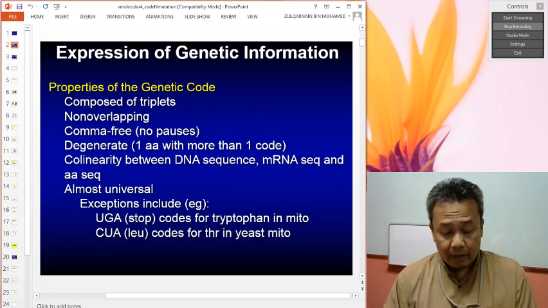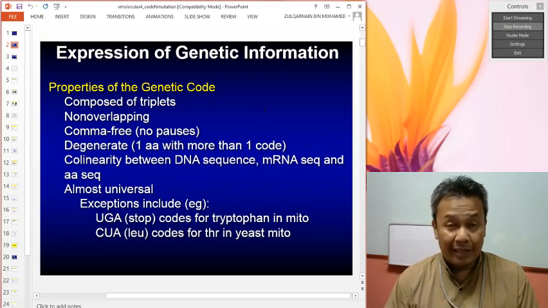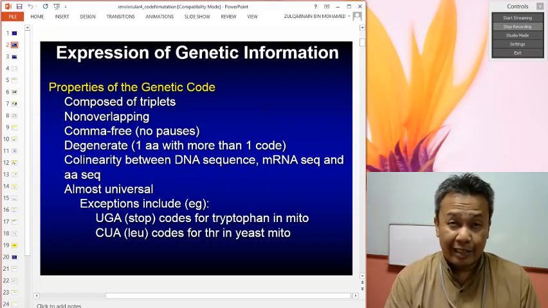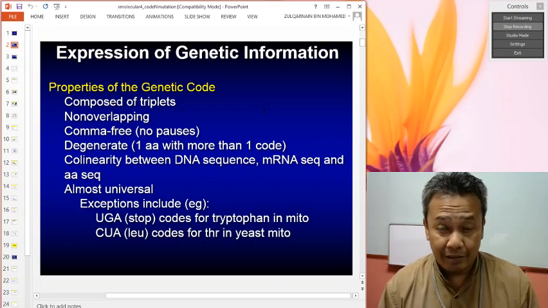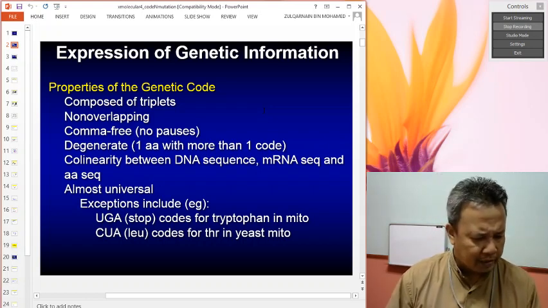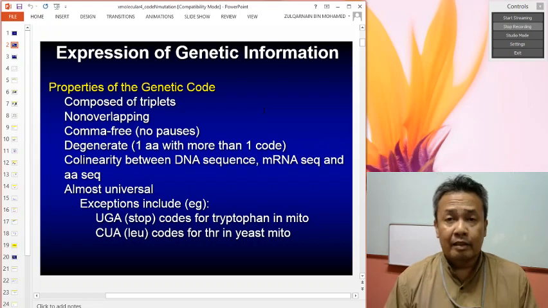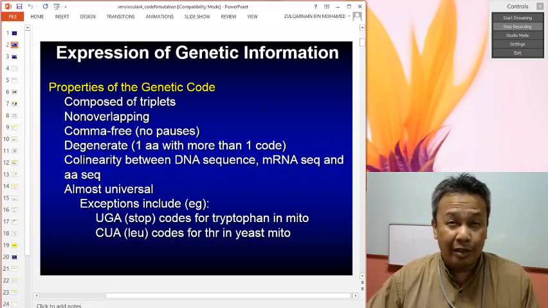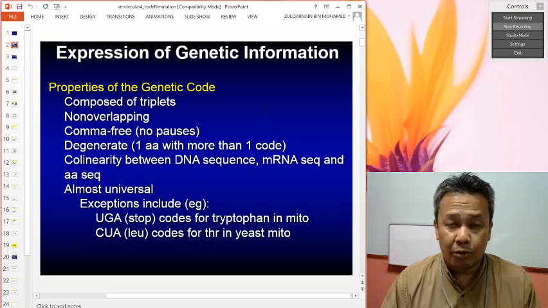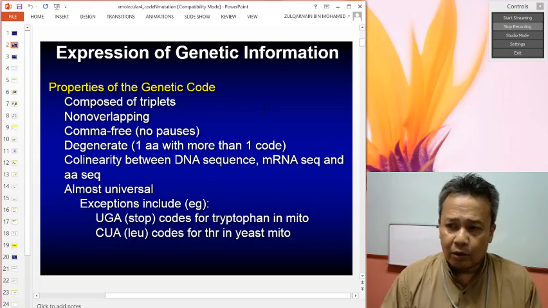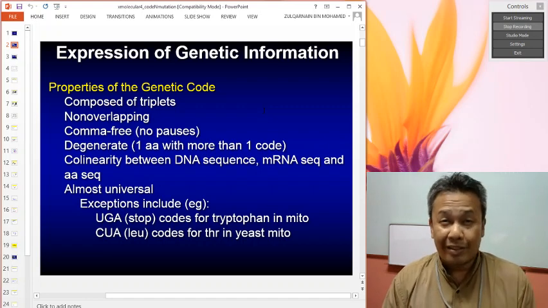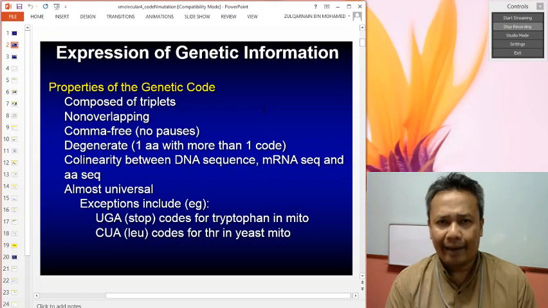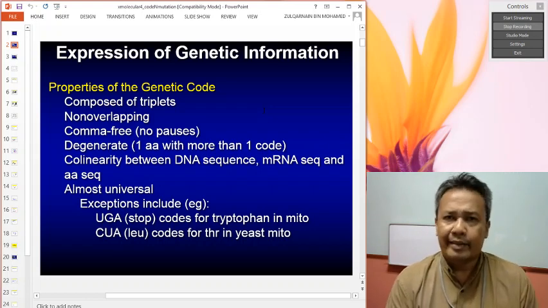So some characteristics of the code, it says it's composed of triplets. Remember, the bases are made of four bases, A, T, G, and C. From these four bases, you need to translate into about 20 amino acids. So how do four bases code into 20 amino acids? So we now know that it's in triplets. In the next slide, we're going to look at what we call the coding ratio, but never mind. So it's composed of triplets. So every time you read three bases, you can read the three of the same bases or different bases. It can be AAA or ATG or ACA and things like that.